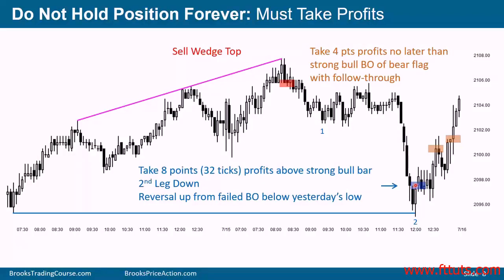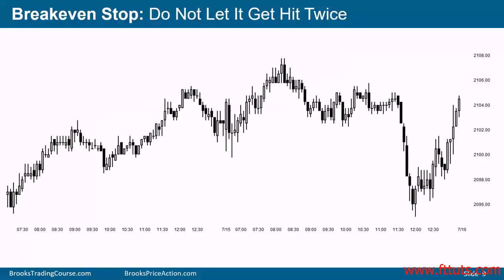I would get out of everything above a good bull bar, micro double bottom, failed breakout. Bull trend, bear breakout, higher high, major trend reversal. We have a 20 or 30 bar very tight channel. This is probably a minor reversal, which means the best the bears probably get is a trading range and not a bear trend.